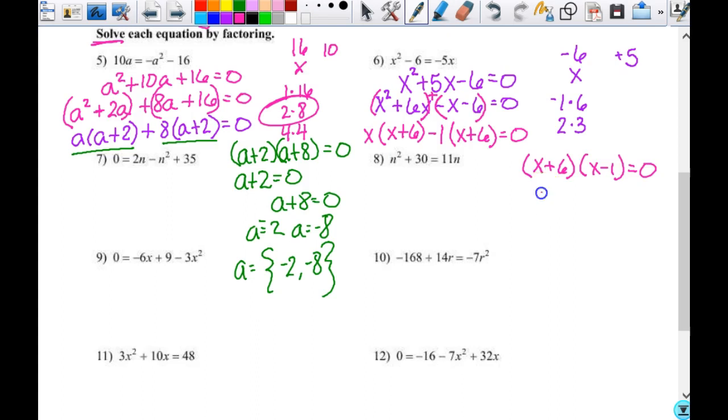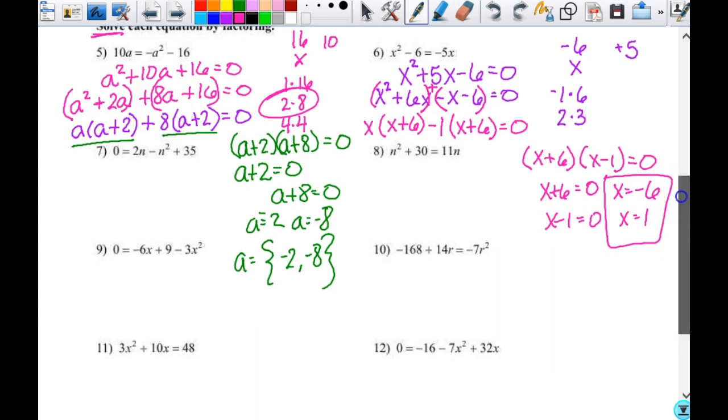So now, yes, I'm not done. So I get x plus 6 equals 0. And so that means x equals negative 6, and x minus 1 equals 0, which means x equals 1. Okay, everybody okay with all that? Any questions? Okay. And so here are my two answers, or you can put it as a set, and that's fine.